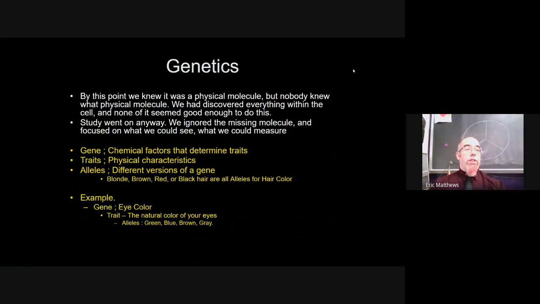So remember our gene, our trait, and our alleles. You should have all of these written down. So the example, the gene is for eye color. The trait is going to be whatever the normal color of the irises of your eyes are, but each individual might have green or blue or brown or gray or different alleles, different versions of that gene.